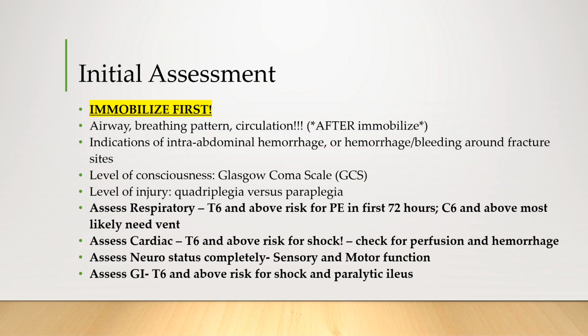T6 also will be a risk for shock. So we're looking for hemorrhaging, internal bleeding. Where was the injury? We're going to be doing CT scans to see if there's any bleeding in the chest cavity, in the abdominal cavity, the colon, the kidneys, anywhere where there could be hemorrhaging going internal.